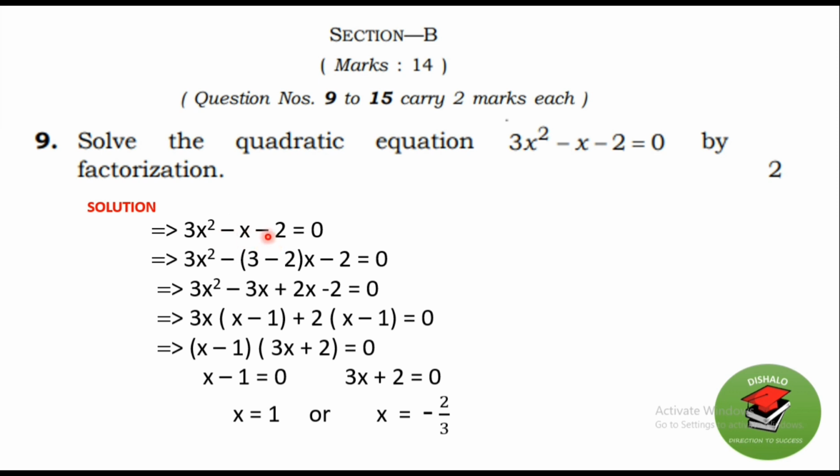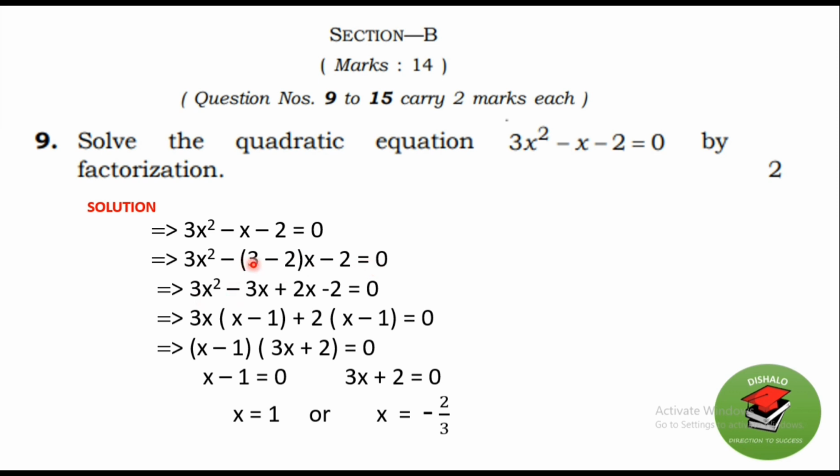So if you see our constant term is minus 2. So you have to multiply with what? And our coefficient of x square is 3. So 3 into 2 is 6. Okay, 6. So we have to take the factors of 6, that is 3 into 2, right? And 3 minus 2 is 1, right? So 3x square minus, so this x we have split it into 3x minus 2x minus 2 equals to 0.